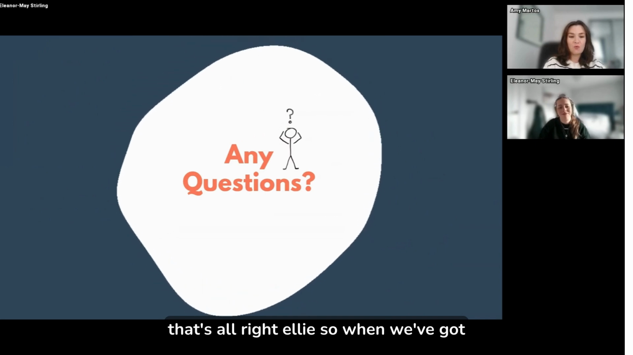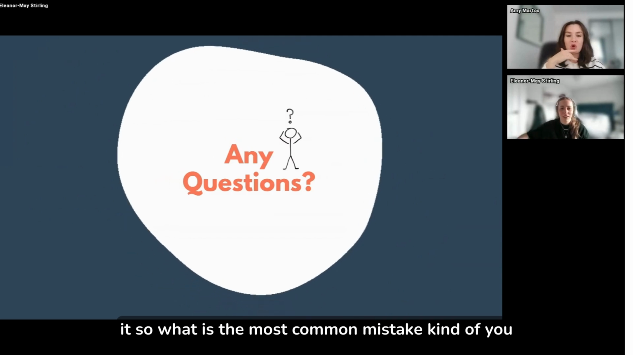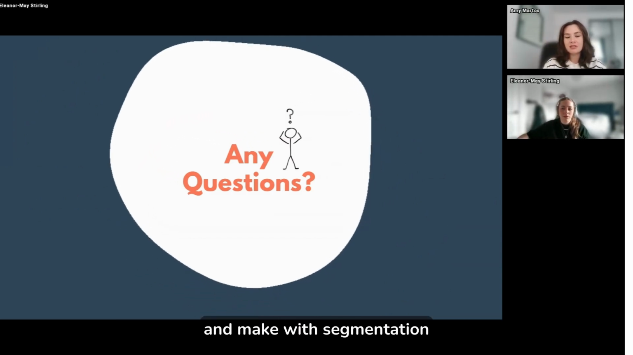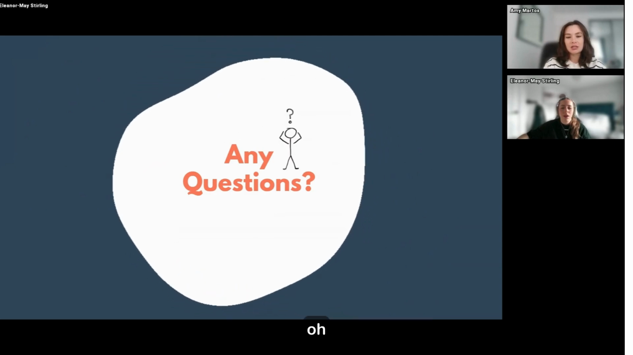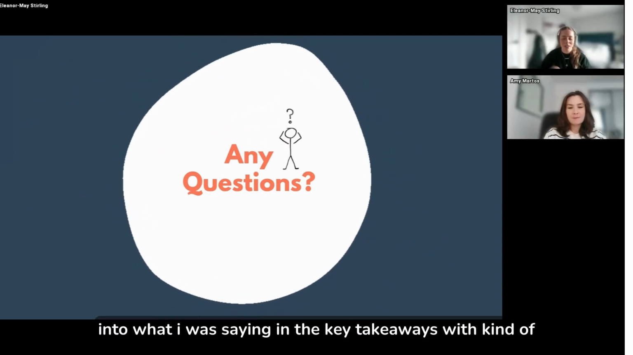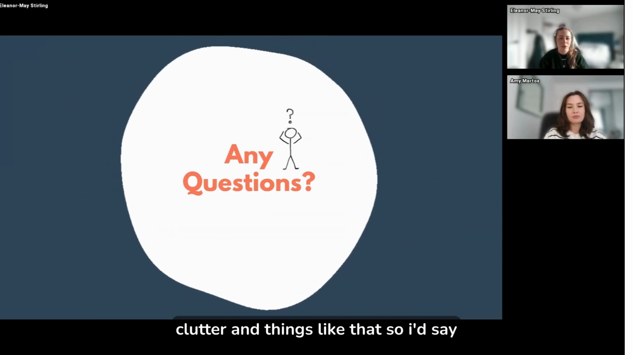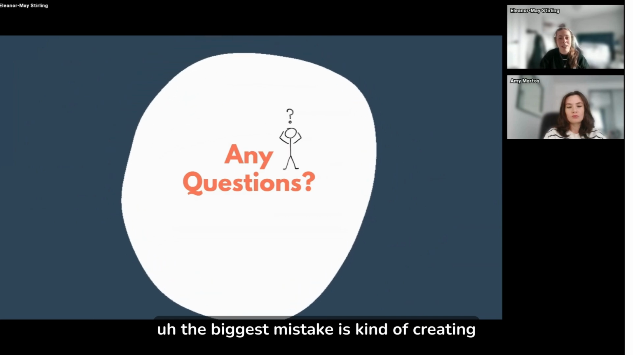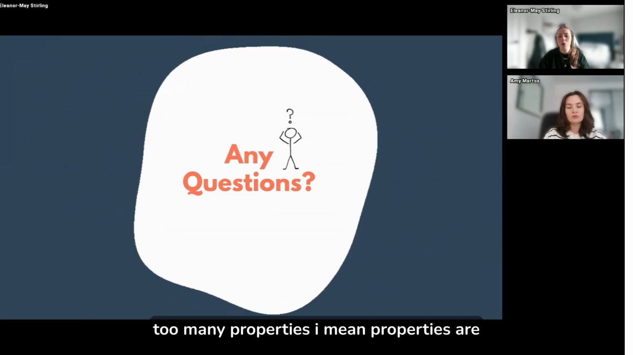Of course. One we've got is, what is the most common mistake you see education teams make with segmentation? Oh, that's a good one. I feel like this ties into what I was saying in the key takeaways with clutter. So I'd say the biggest mistake is creating too many properties.